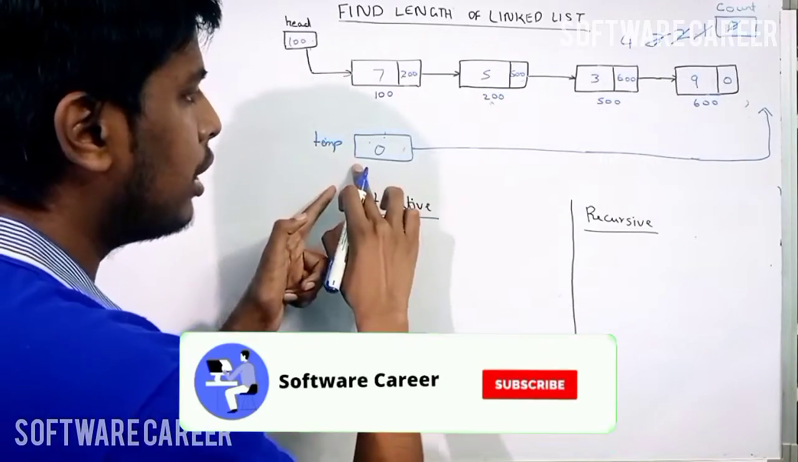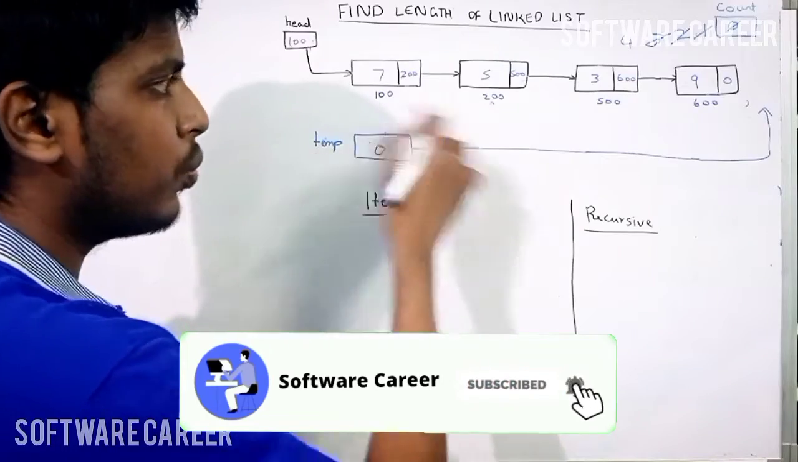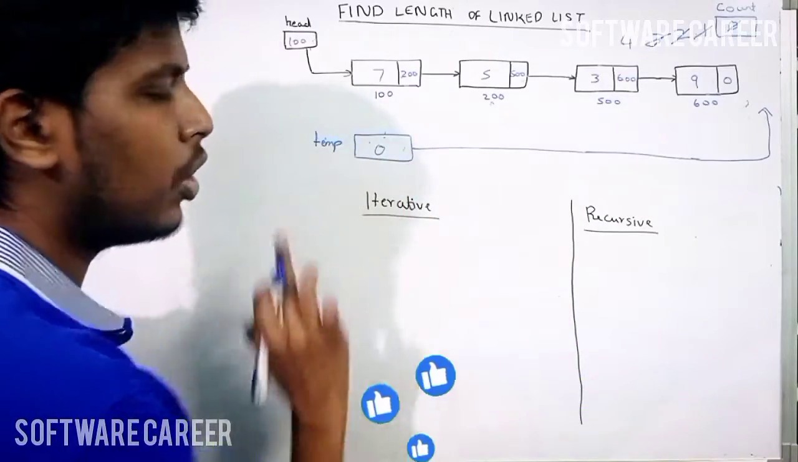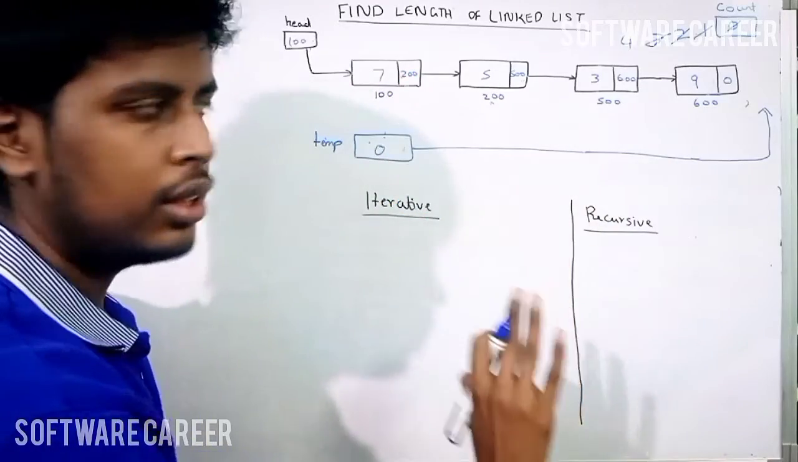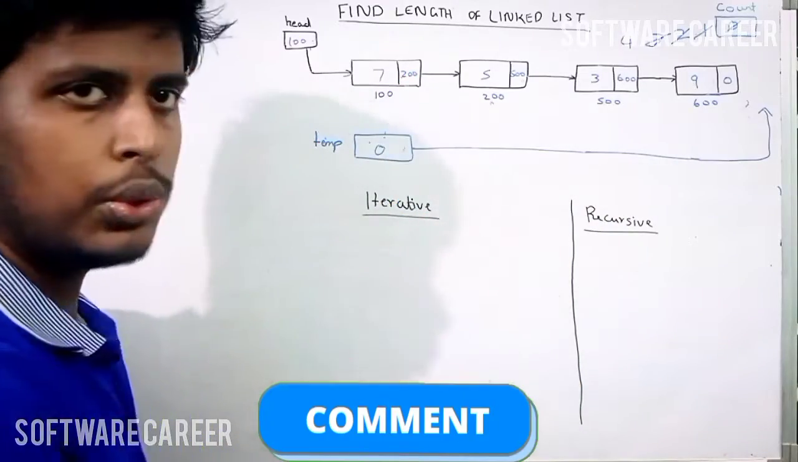So you should move the temp pointer one by one until temp is equal to 0. Now temp is equal to 0, right? So you should stop. This is the process. Now I'll teach you how to write the code.